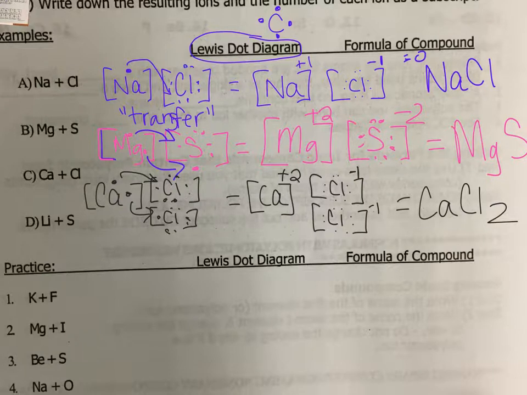CaCl2. And you are still checking your charges. We have a +2, -1, -1. That equals 0. You're good. Okay? So do we see this isn't much different from what you guys were doing? Okay?